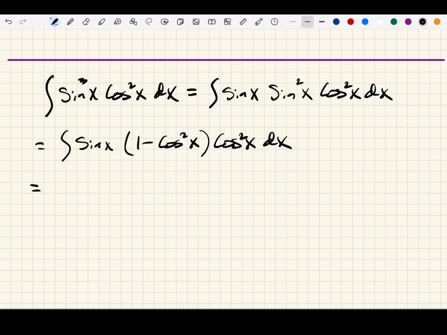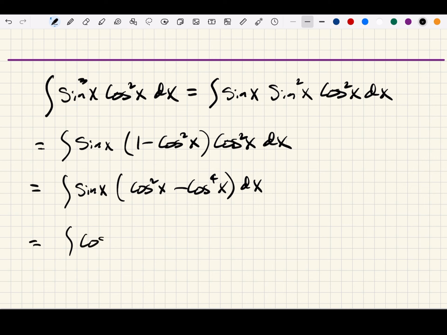Okay, so let's see then. That gives us integral sine x. I'll just distribute that cosine square, so I'll have cosine square x minus cosine 4x dx. And I can make 2 integrals out of that. So I'd have integral cosine square x sine x dx minus integral cosine 4x sine x dx.